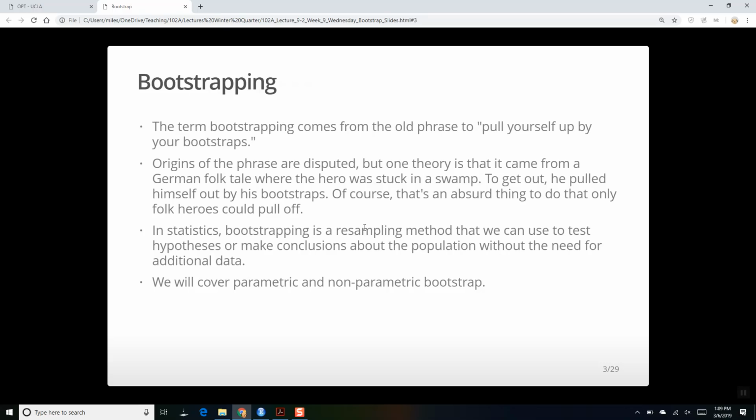It's a silly idea, but the idea is he fixed his problem without external help, okay? And so when we are talking about Bootstrap in statistics, we are talking about a method to generate a sampling distribution without the need to collect additional data, without the need to access our population directly. We're going to just take the one sample that we have, and based on this one sample, we're going to generate a sampling distribution, okay? We're going to make a few assumptions, but we're going to be able to generate a sampling distribution.